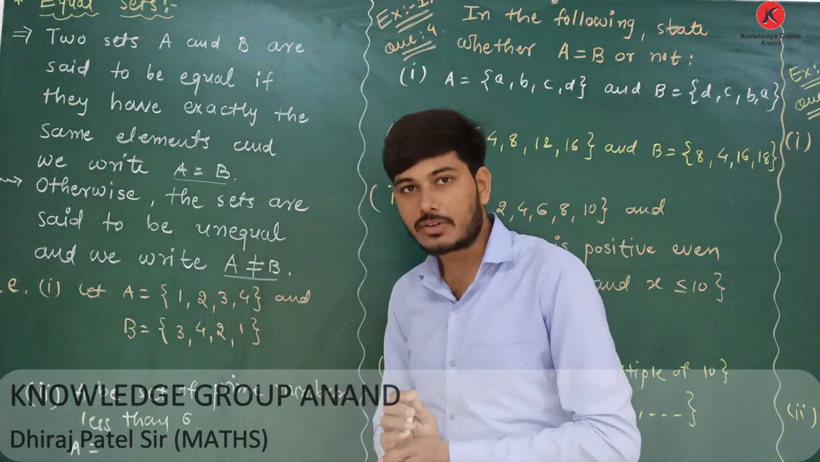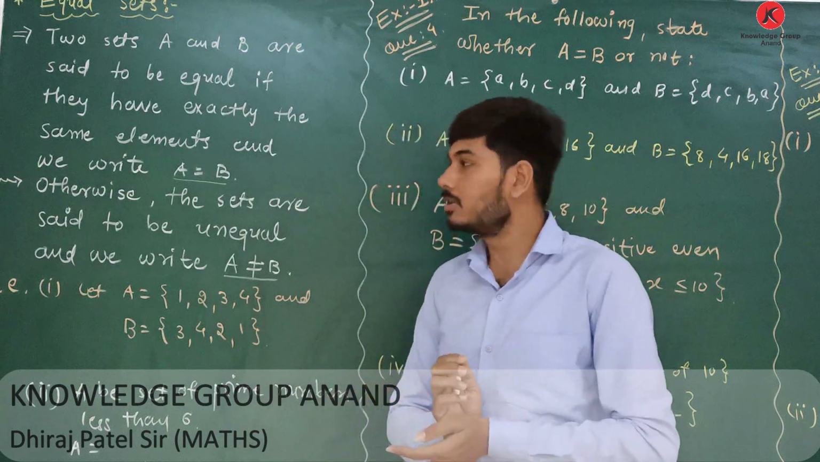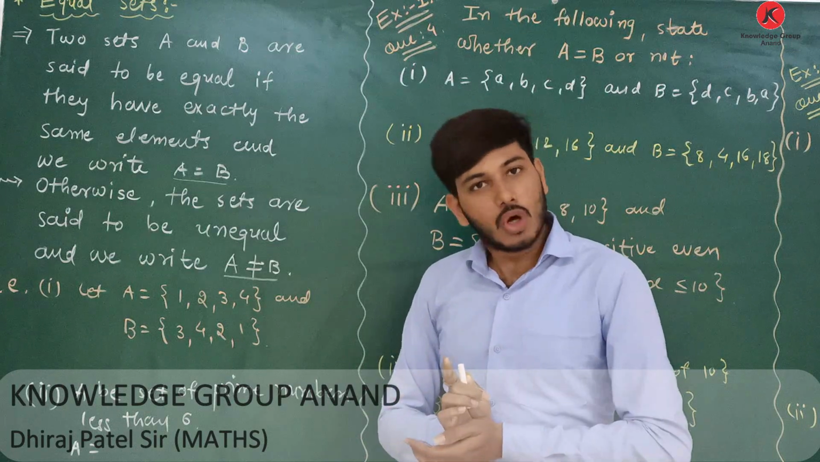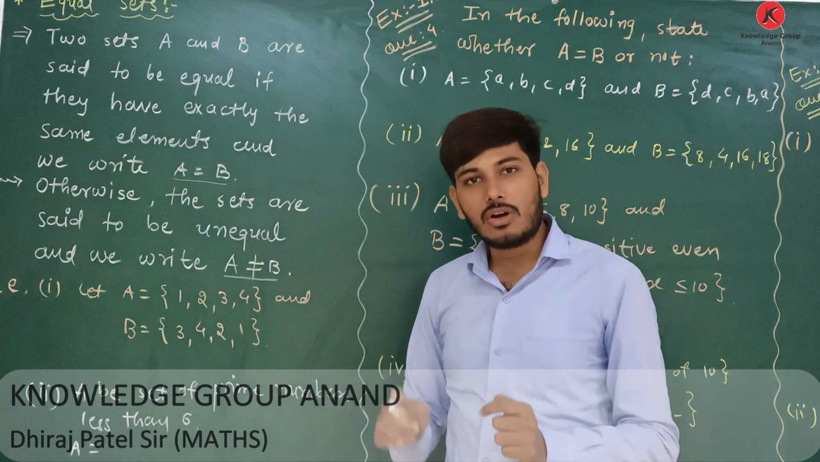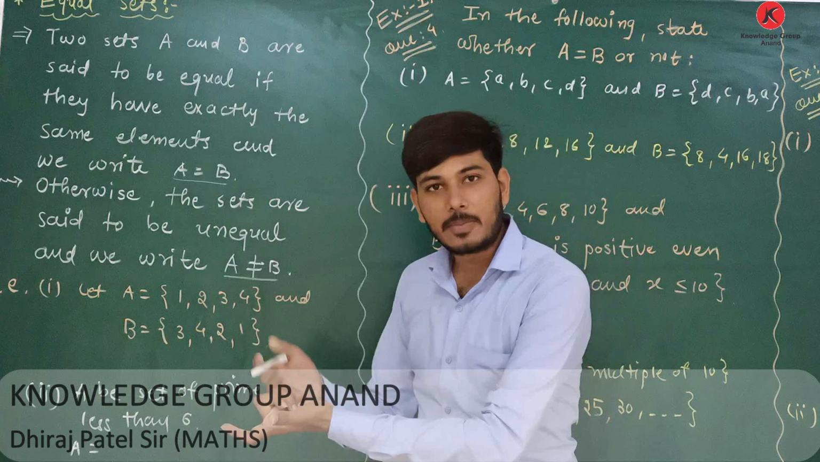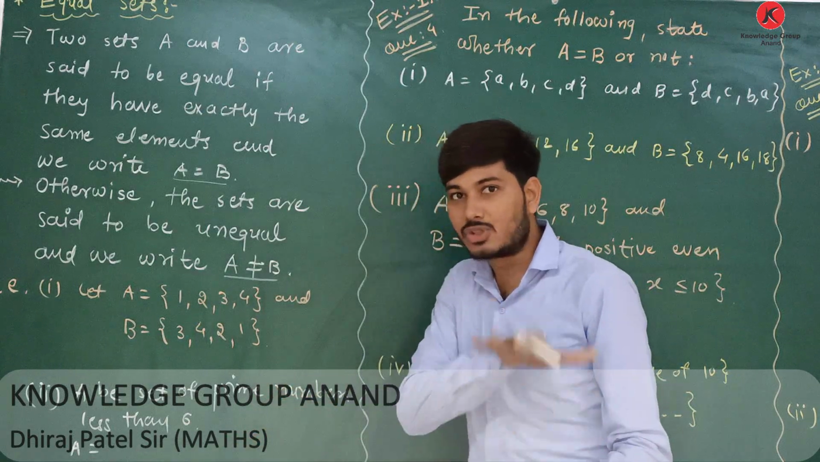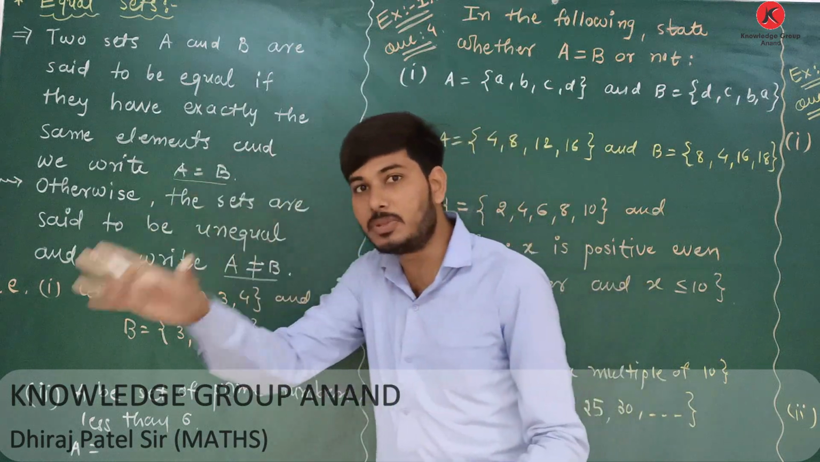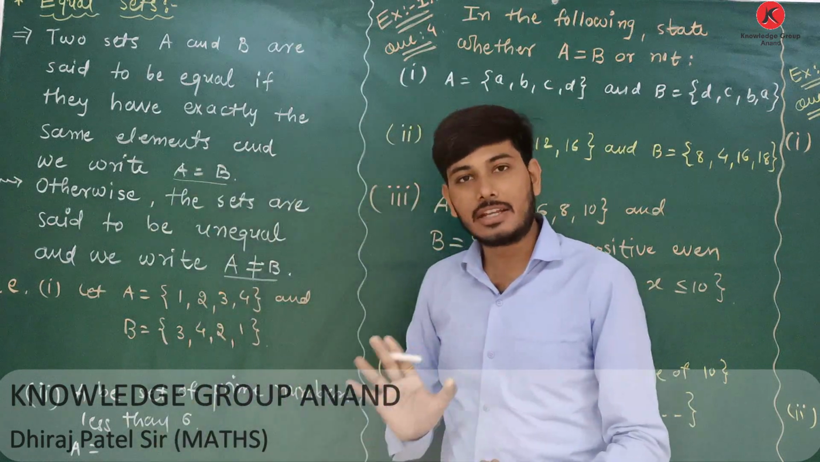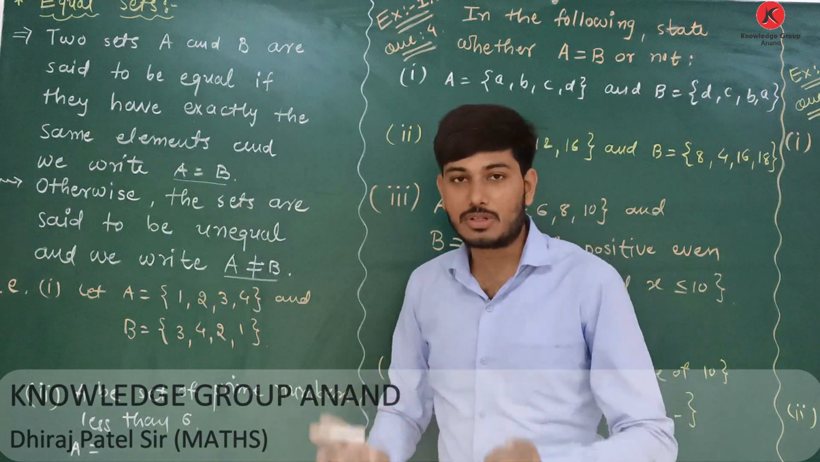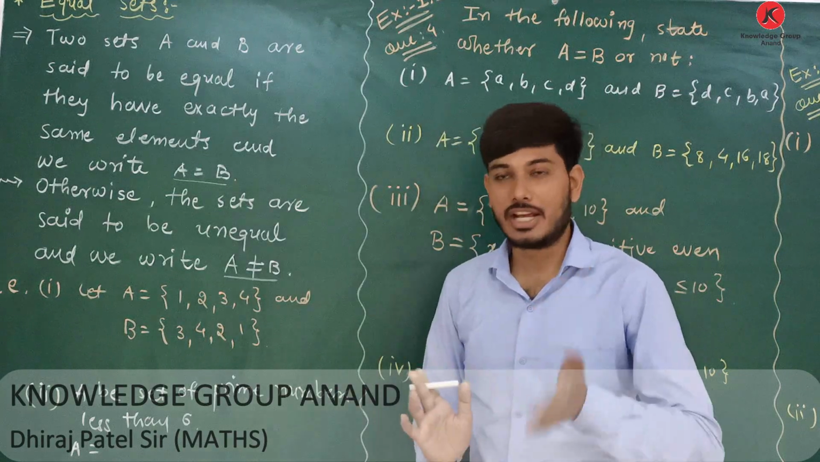Okay, we have to check each and every element, all the elements which are in both sets. If all the elements of set A are also in set B, as well as all the elements of set B are in set A, then we can say that A equals B. Otherwise we can't say that.